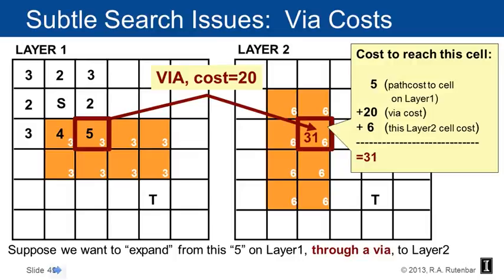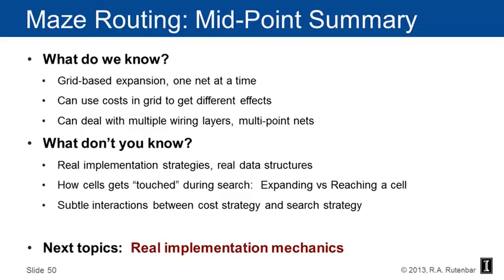So what do we do? We're going to show you some mechanics to search these parallel grids with complicated costs and complicated via costs to find the minimum cost path. It's going to turn out to be a surprisingly simple and elegant algorithm. So here's a kind of a midpoint summary. What do we know? We know about this grid-based expansion, one net at a time, for maze routing, and that we can use costs in the grid to get different effects. And we know we can deal with complicated physical scenarios like multiple wiring layers and multi-point nets. But there's a bunch of stuff we don't know, and we just started to get to the point where not knowing it was a problem.